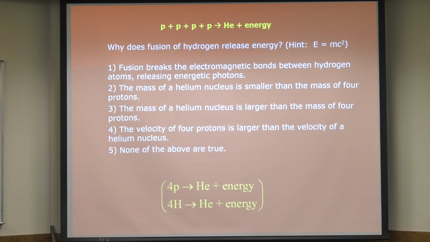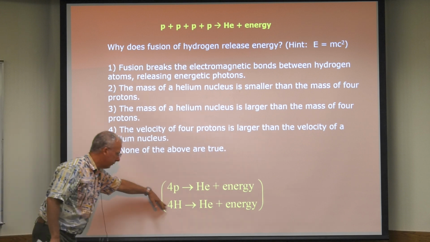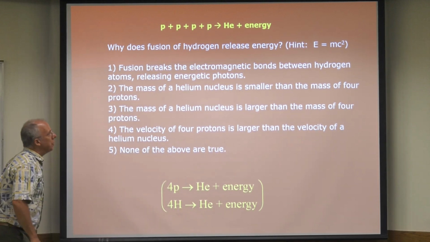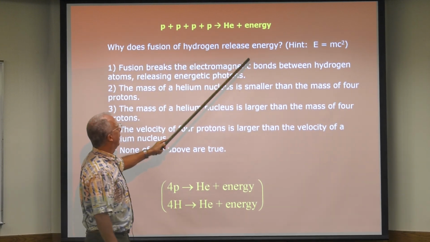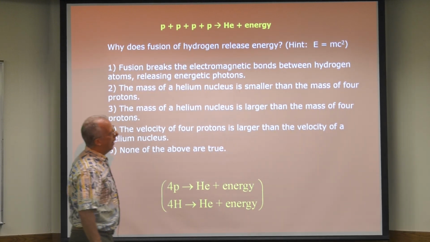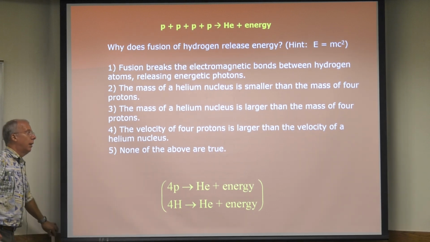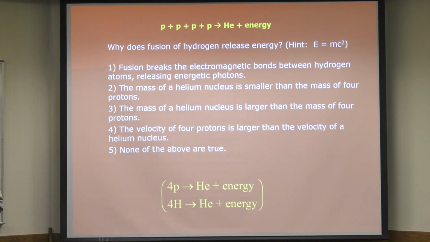Okay, here's a question. So this is the 4 hydrogen combining to form helium plus energy. 4 protons form helium plus energy. Why does fusion of hydrogen release energy? So this is the same thing. Why is there energy released? Why isn't it required? Why is it released? Here's my super awesome hint: E equals mc squared. So pause your video, please, and figure this one out.